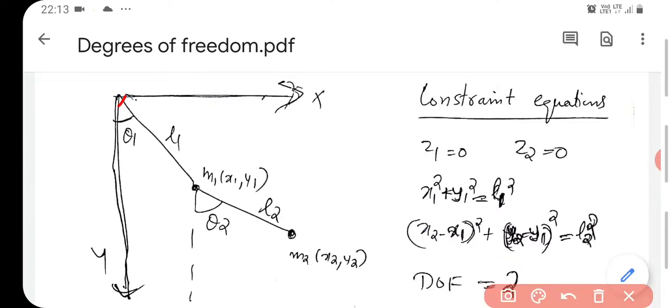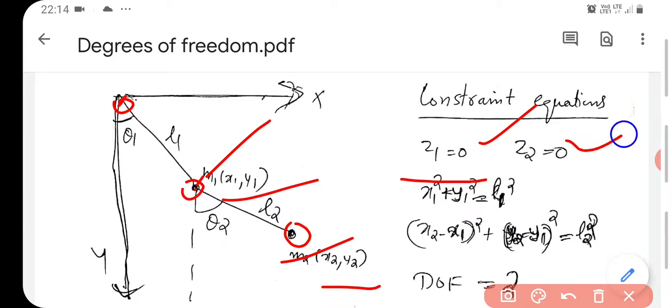This bob is attached to the fixed end. Another bob is attached to this bob. Coordinates of the first one are x1, y1, z1. The second one are x2, y2, z2. Since they are oscillating in a plane, the constraint equations are z1 equal to 0 for the first particle, and z2 equal to 0 for the second particle. The coordinates of this particle are x2, y2, z2.